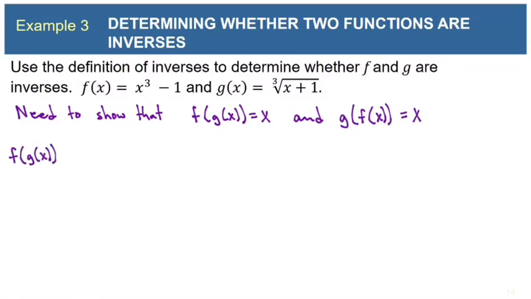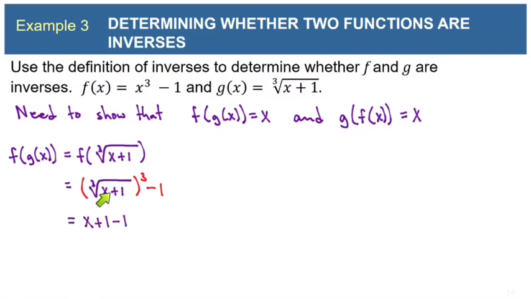So first of all, f of g of x will actually be f of this function. So I'll be plugging cube root of x plus 1 into the f function. So instead of x to the third minus 1, it's going to be this expression to the third minus 1. Now the third root of the third power is just the first power of this expression under the radical. So we'll have x plus 1, and then this minus 1 will still be there. And when we combine the terms, we get x. Okay, now let's compose the other way. Let's do g compose f of x.